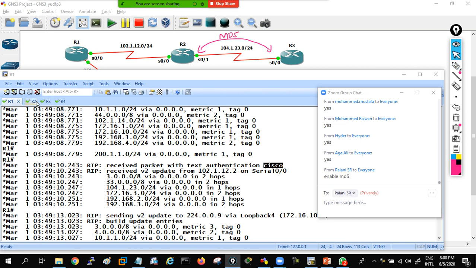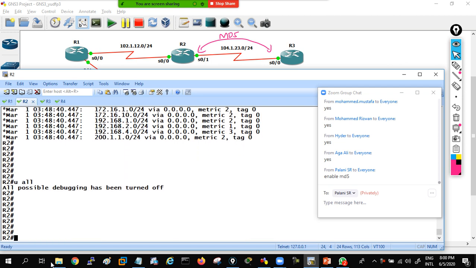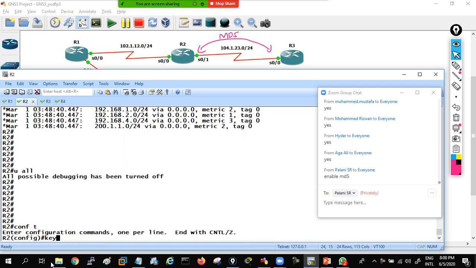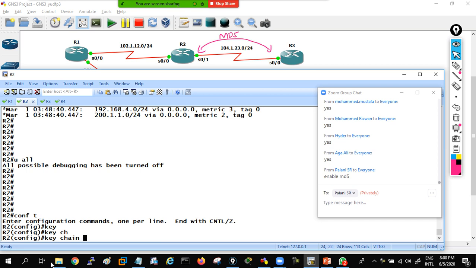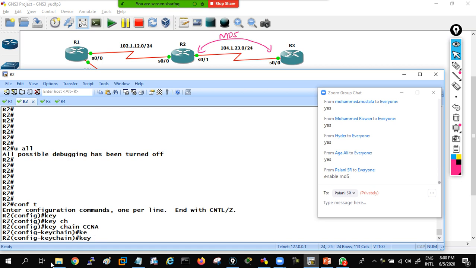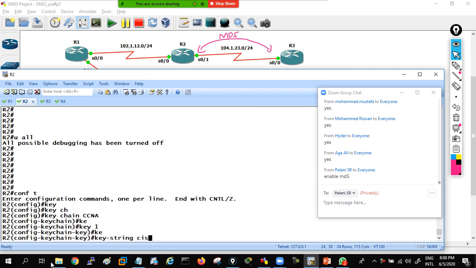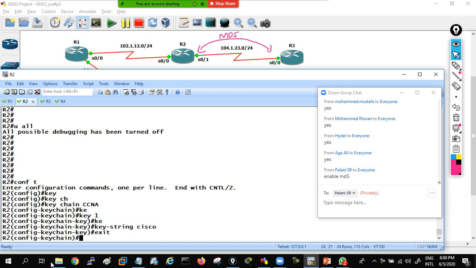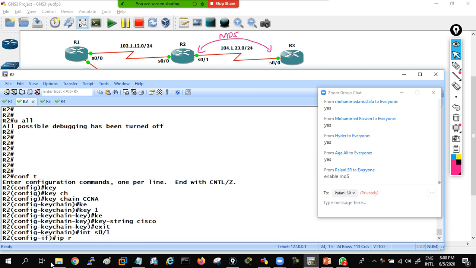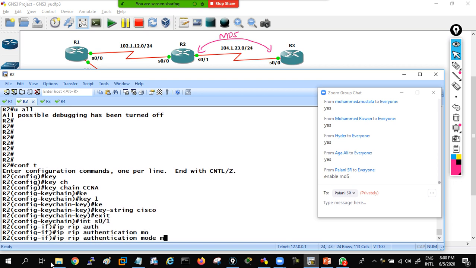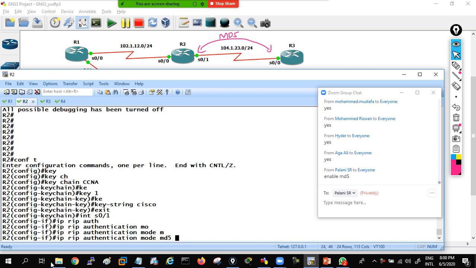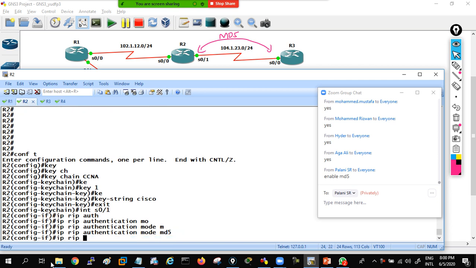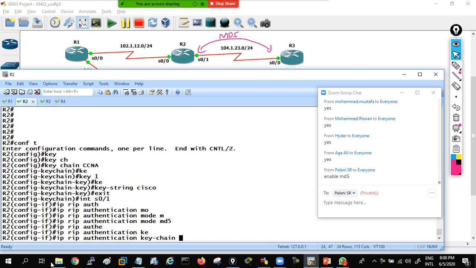How to do that? Let's go to router 2. conf t, then key chain. This time I'm going to give CCNA. Then key ID is 1, key string is Cisco. Now go to interface serial 0/1, ip rip authentication mode md5. MD5 is nothing but message digest 5. Then ip rip authentication key-chain CCNA.